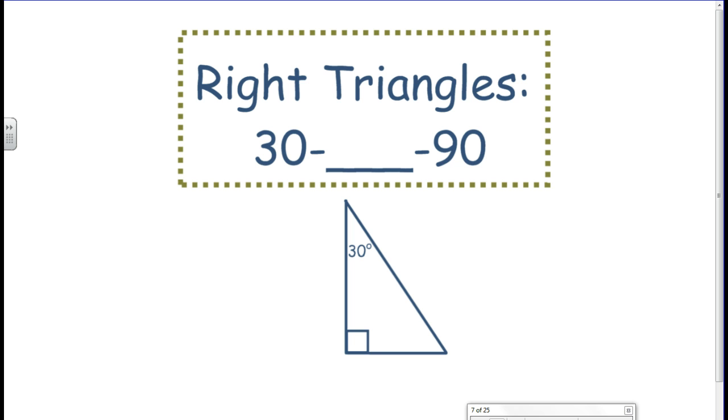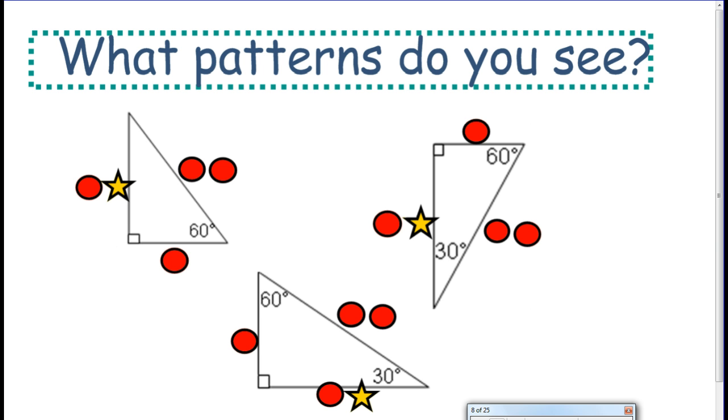Okay, if I gave you a triangle, I told you one angle was 90, one angle was 30. What would the missing one be? 60. Very good. So today's lesson is called 30, 60, 90. Is that already in your notes somewhere? Yep, it's the title. 30, 60, 90. So yesterday was 45, 45, 90. Today is 30, 60, 90. What is going to be the pattern today?